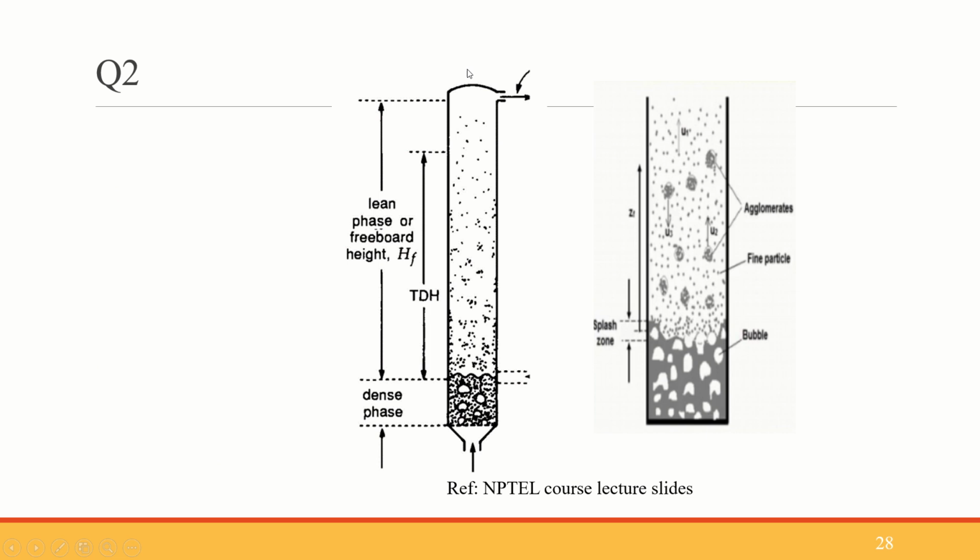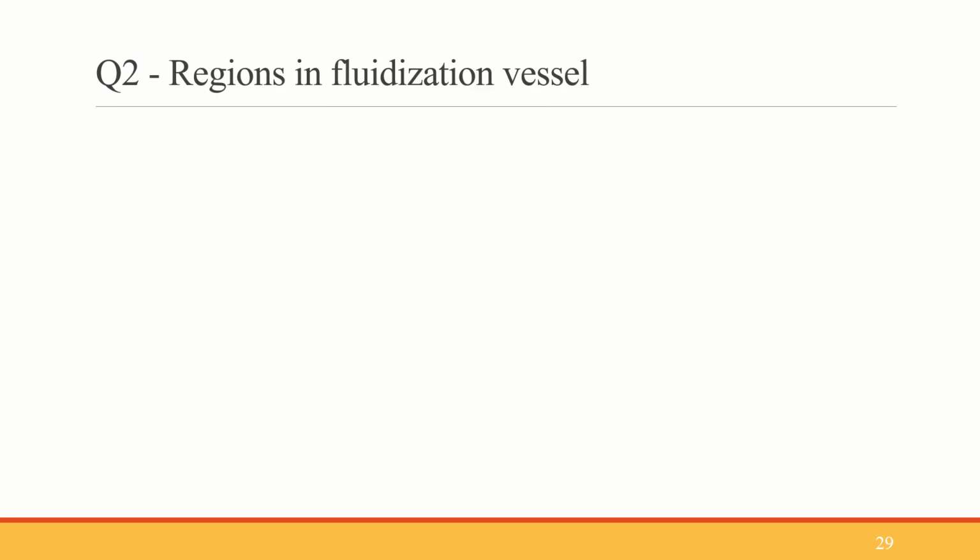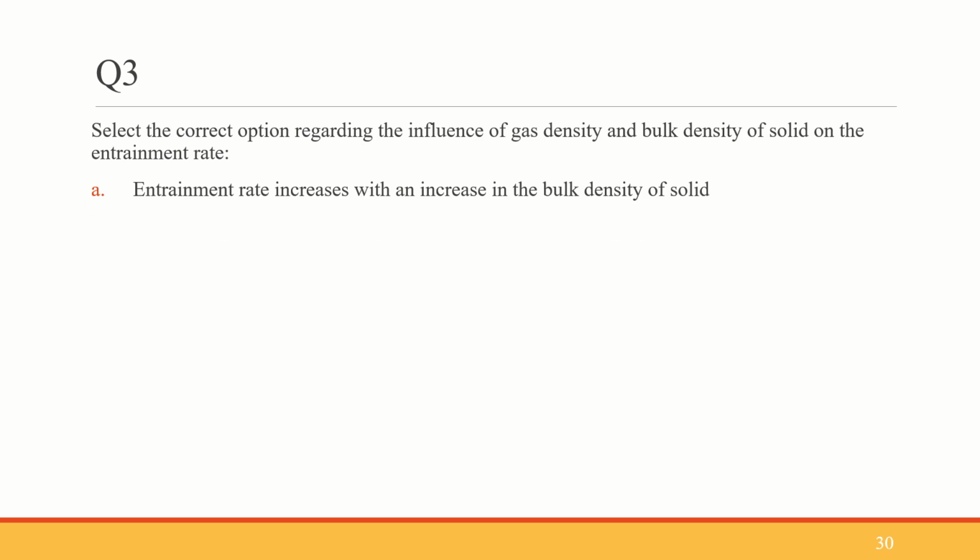Here the density is constant. Here we are able to see density decreases with height. So that is the lean phase or freeboard height, and this is the dense phase. So those are the things, and I hope it is clear. Now we are going to see regions in the fluidization vessel. And okay, just a definition.